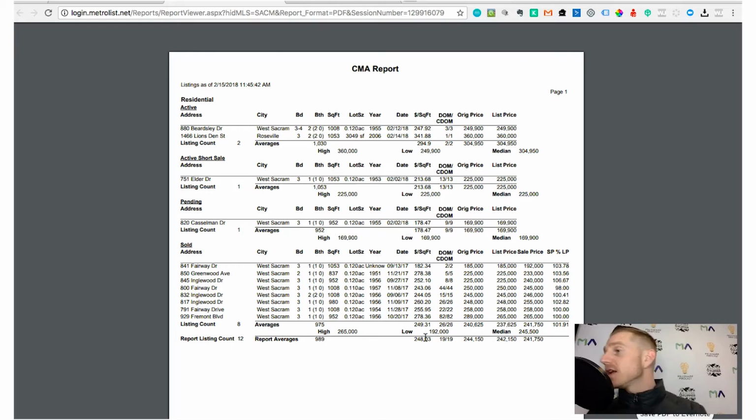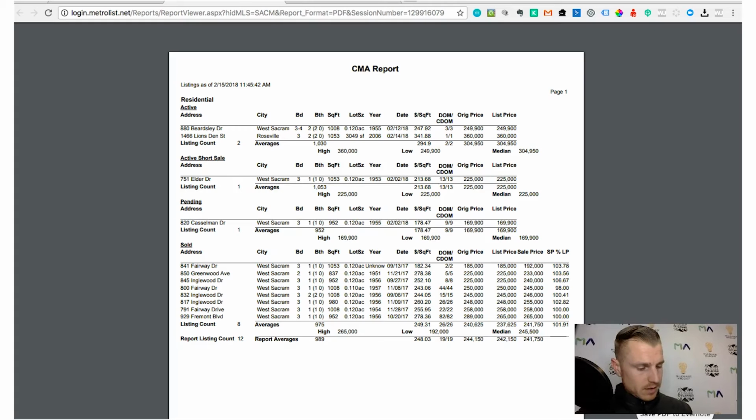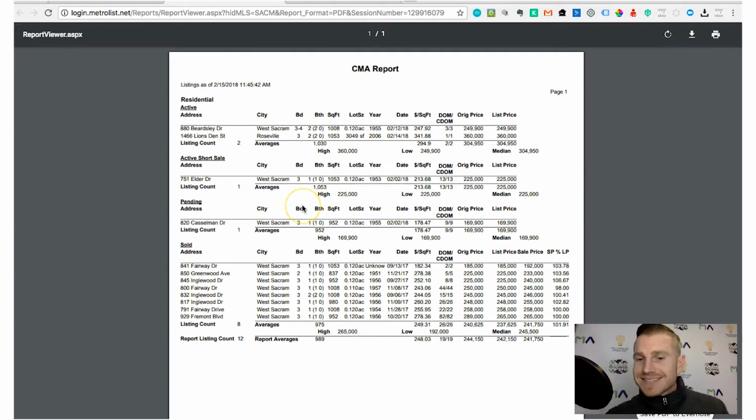So if mine was 845 square feet, if I were to get a calculator real fast, let me double check that, 845 square feet times the average of, let's say, 250, that puts my list price at about $211,000. So that's the average, right?